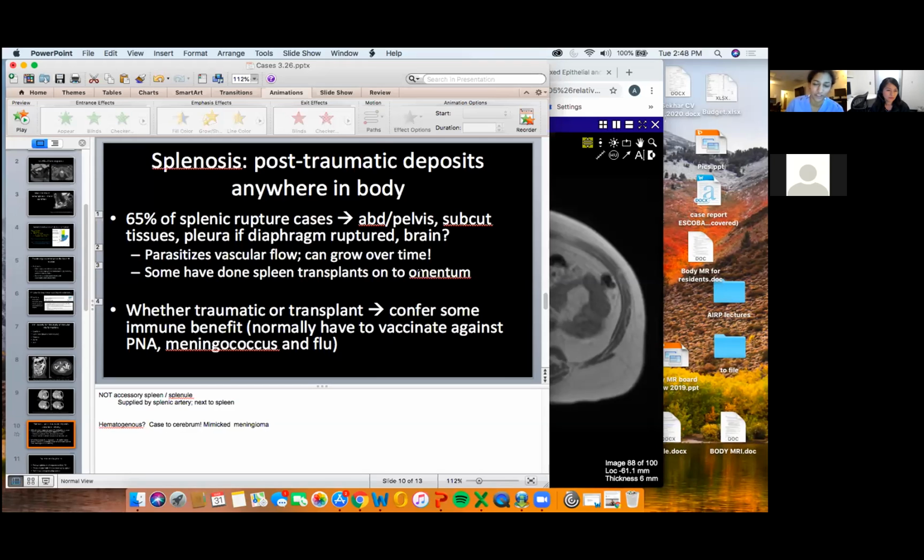And I'm going to go over a little bit about which tissues, because that is kind of interesting to me. Lately, I've been thinking about which tissues have stem cells or pluripotent cells that can regenerate. Generally, the spleen does not just regenerate. If you were to do a half splenectomy, it doesn't grow back the way that the liver does. But these splenic deposits can grow. Some people have actually done splenic transplants. If they were going to be removing the spleen for some reason, they've taken small pieces of tissue and put it on the omentum. And it seems that whether it's traumatic or auto-transplanted, these splenic deposits can give you an immune benefit. They have done tests where these patients are less vulnerable to pneumonia, meningococcus, and flu. Normally, if they do a splenectomy, they have to vaccinate against all three of these.